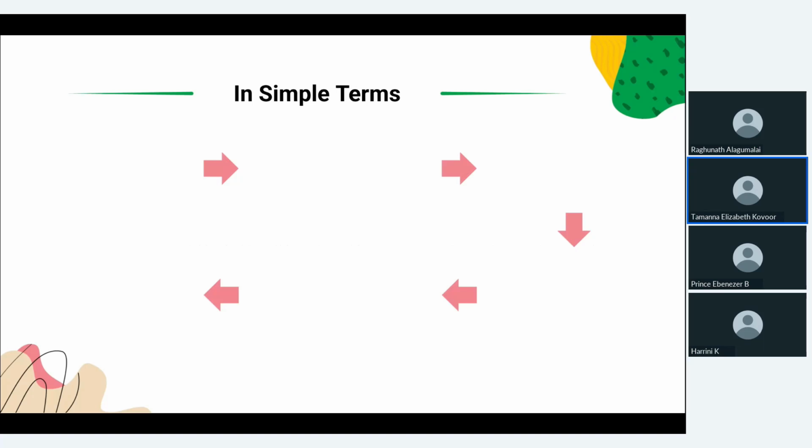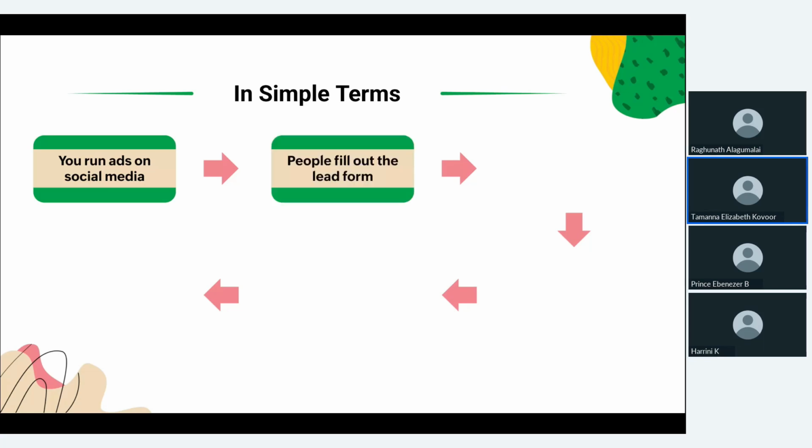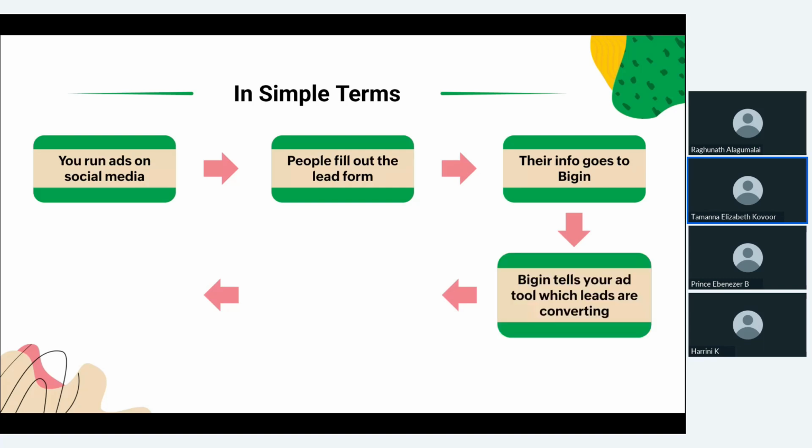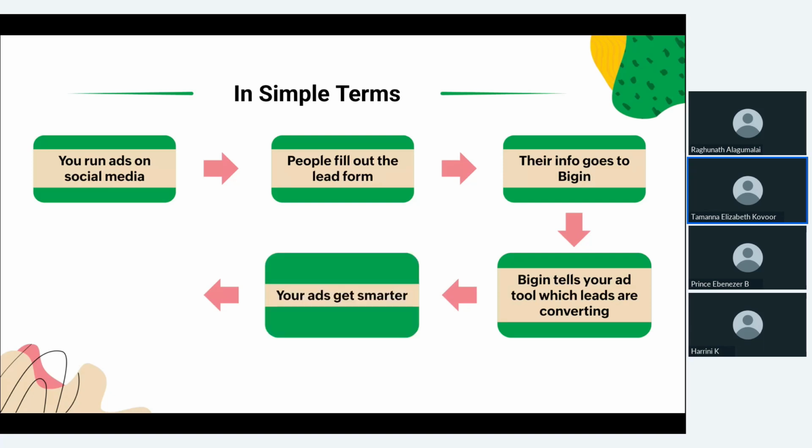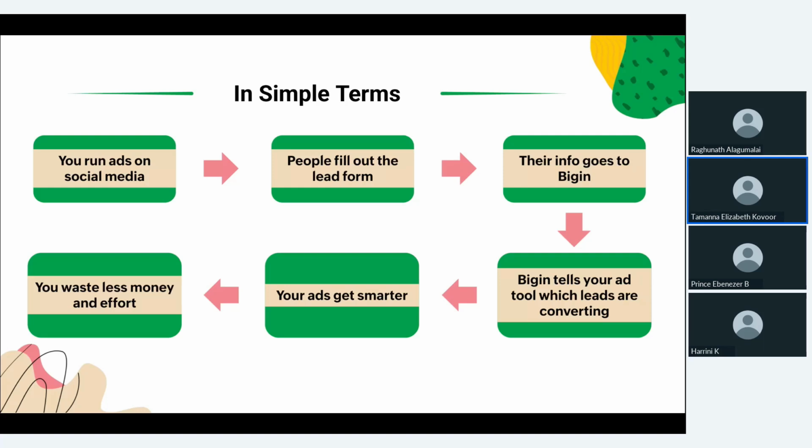In simple terms, when I want to run an ad on Instagram, I go to Meta. I create a lead form where I can get all the details of my leads. Now, LeadChain captures all the details of the leads and pushes them into Bigin, where Bigin automatically stores them in the contact module. With Bigin, you'll know exactly who your qualified leads are, and that data is sent back to your ad tool. And your ad tool starts to target people who are more likely to convert into actual buying customers.